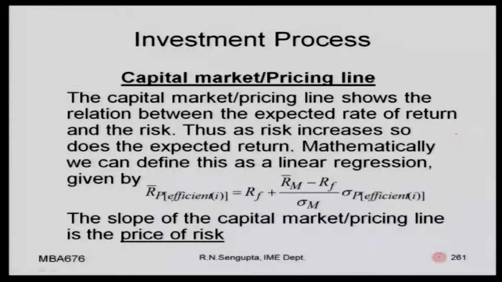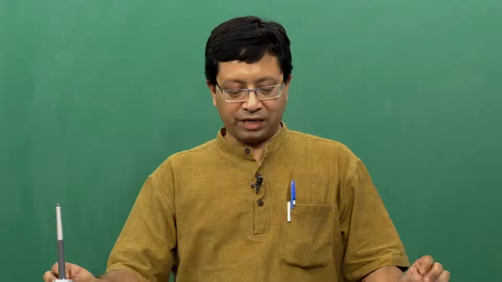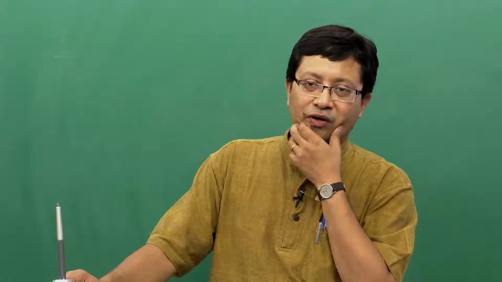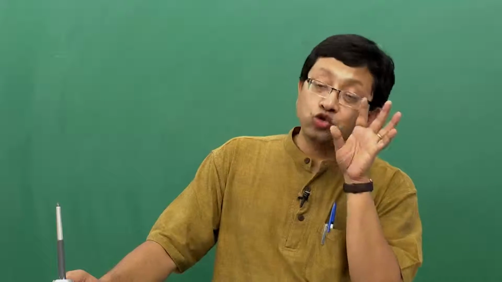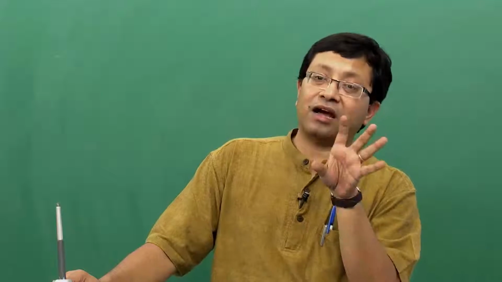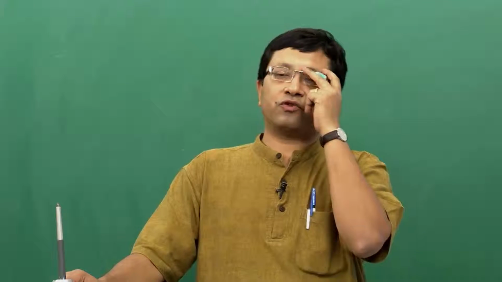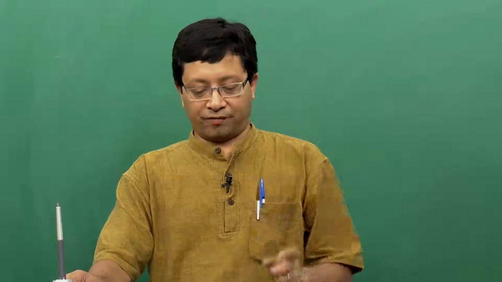And as risk increases, so does the expected value, which is true. That means the more return I want, obviously there would be more risk, or if there is more risk, obviously I will invest in a portfolio which has more returns. Mathematically, we are trying to find the so-called market line equation which mimics the risk and return of the particular portfolio you are forming or the particular asset you have.